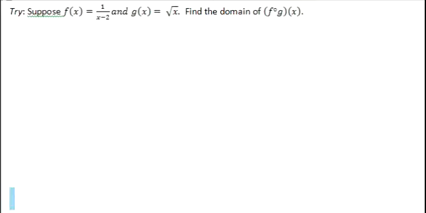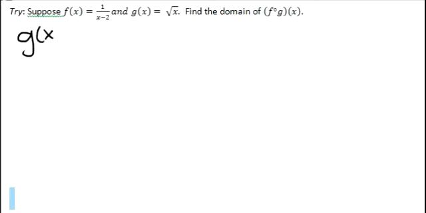For this last problem, make sure you attempt it before I go through and give you the solution. Our goal is to find the domain of f of g of x in this problem. Like we saw in the previous problem, the first thing that you need to do is make sure that you check the domain for your input function.